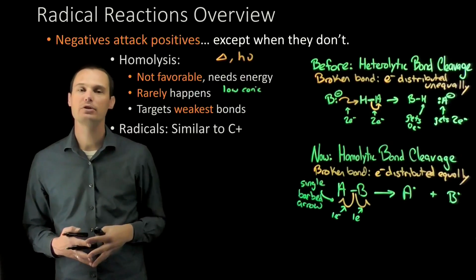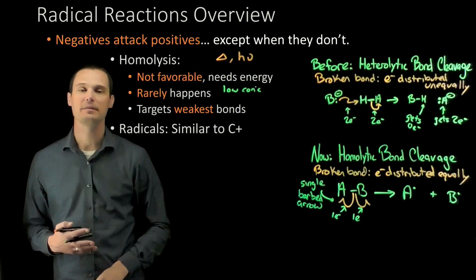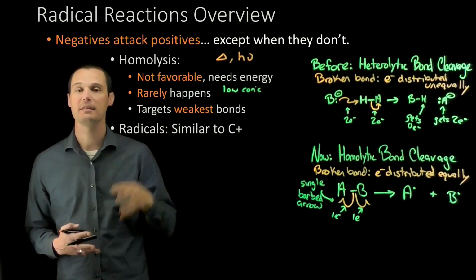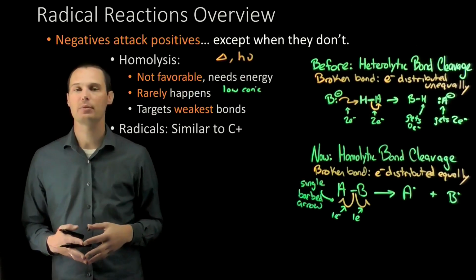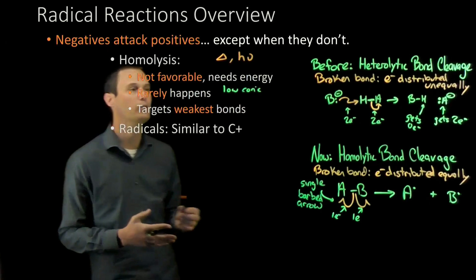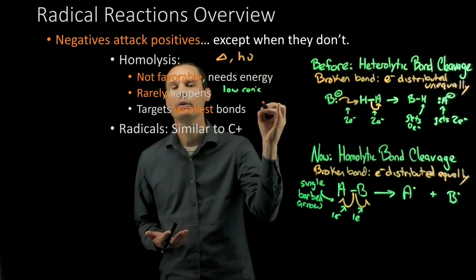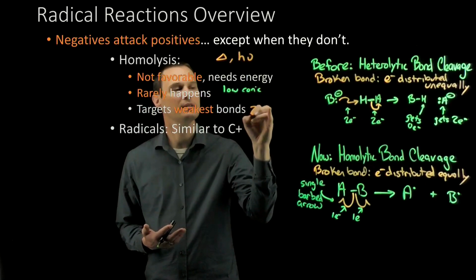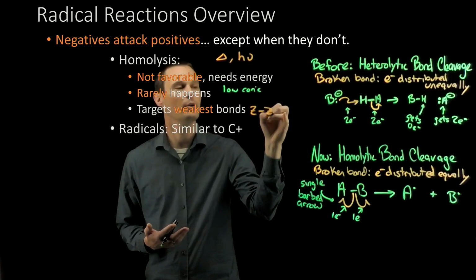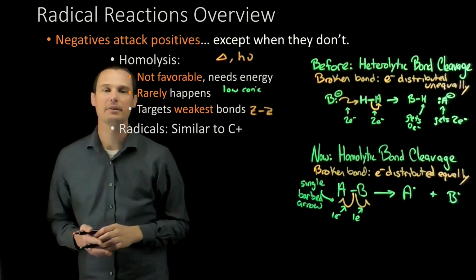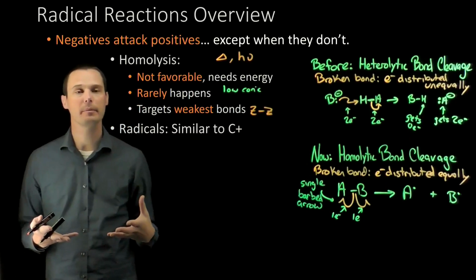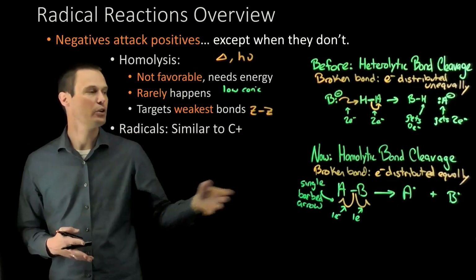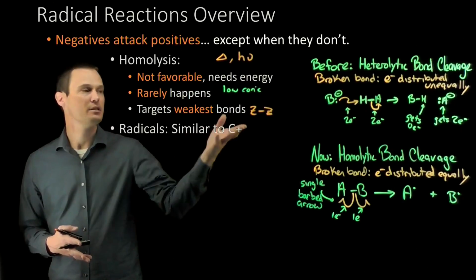The third thing that we want to know is that this often targets the weakest bonds. If this is a not favorable process that doesn't happen very often, the strongest bonds are going to be resistant to this process, and it's just the weakest bonds that are going to break in this process. And so the weakest bonds in most systems tend to be bonds between 2 heteroatoms. A Z-Z bond. This tends not to target carbon-hydrogen bonds or carbon-carbon bonds. Those bonds tend not to undergo homolytic bond cleavage. Tends to be the weakest bonds.